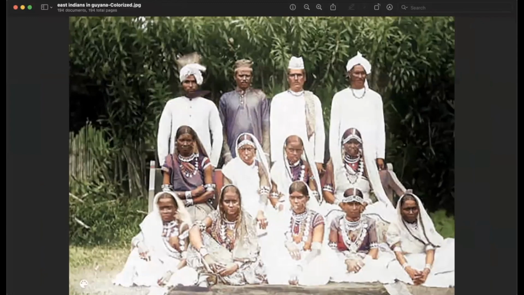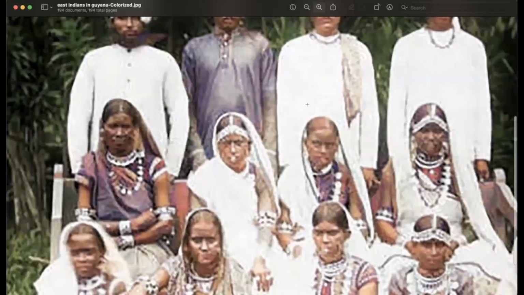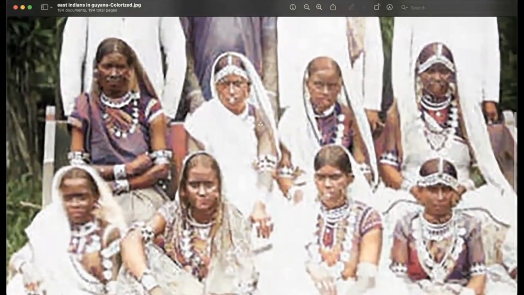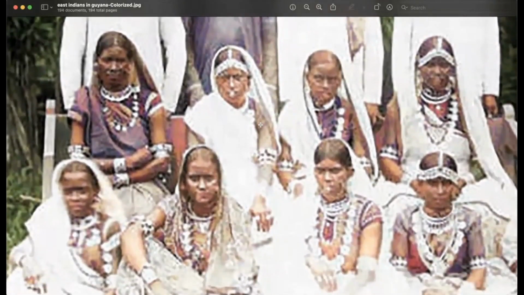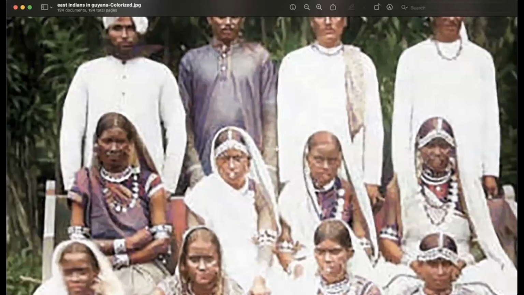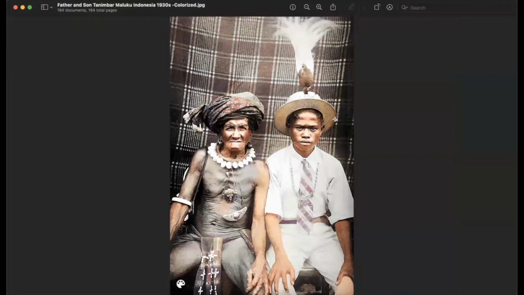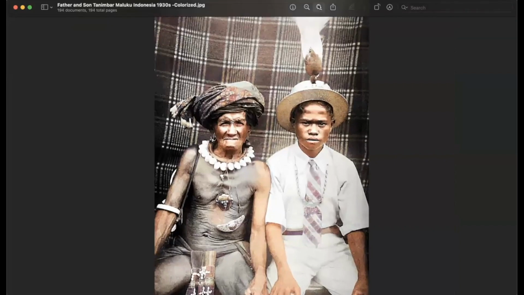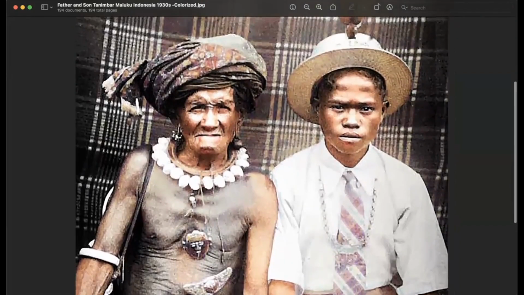And right here we have some more East Indians or Hindus, aka coolies, and this is in Guyana, in South America. These are East Indians in Guyana. Again, these people would have been called Chinos back in the 1500s, 1600s when they were bringing them in from Manila. Right here we have a father and son from the Tanimbar region of the Maluku Islands in Indonesia. All right, father and son, and he got a turban on.